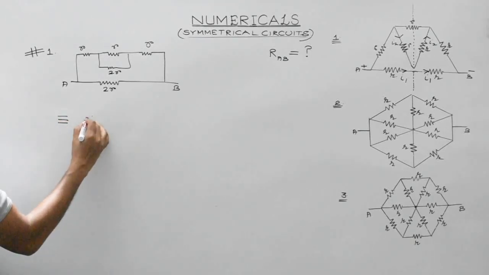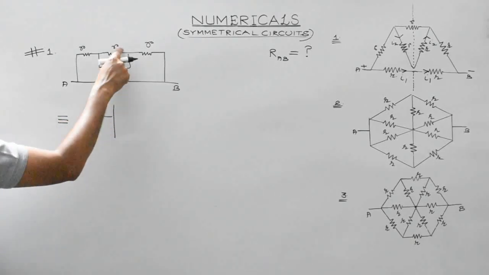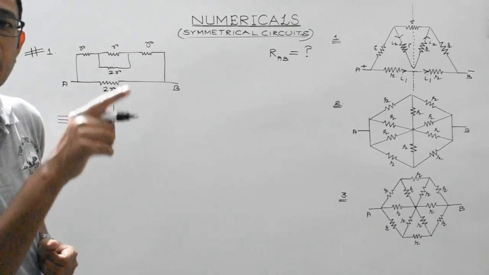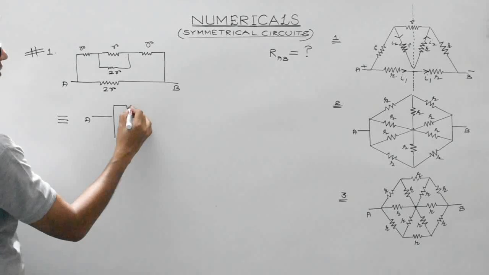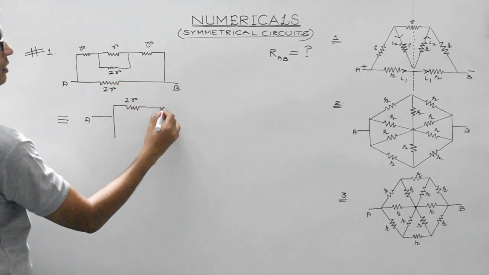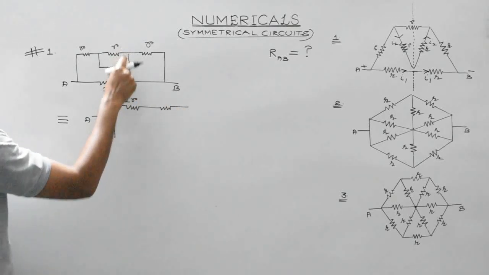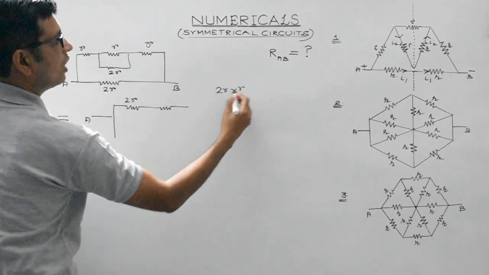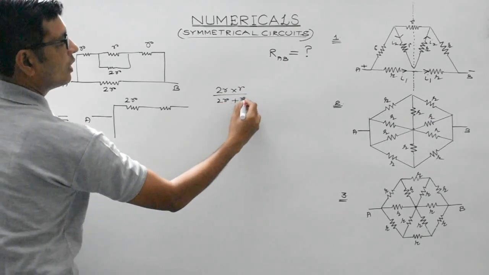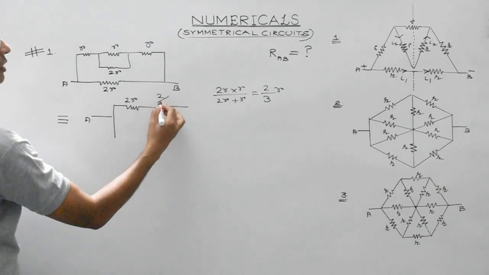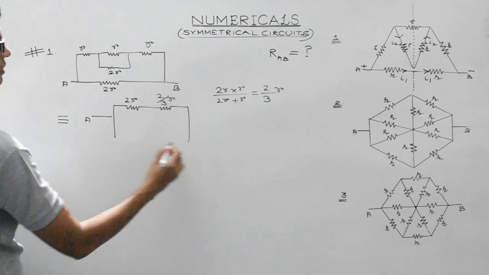It is equivalent to this particular case. R and 2R are connected in parallel, so it will be 2R by 3. So what you get is R, they are in series, 2R. And these two are in parallel. Resultant of these two would be 2R into R divided by 2R plus R. That is 2 by 3R. So it is 2 by 3R, right?